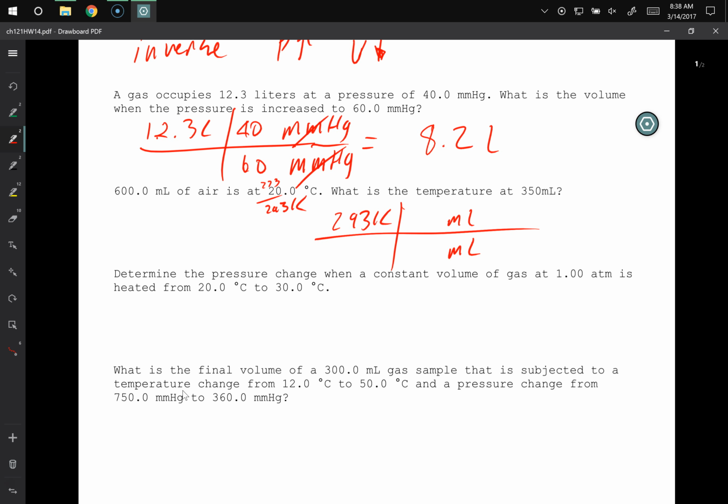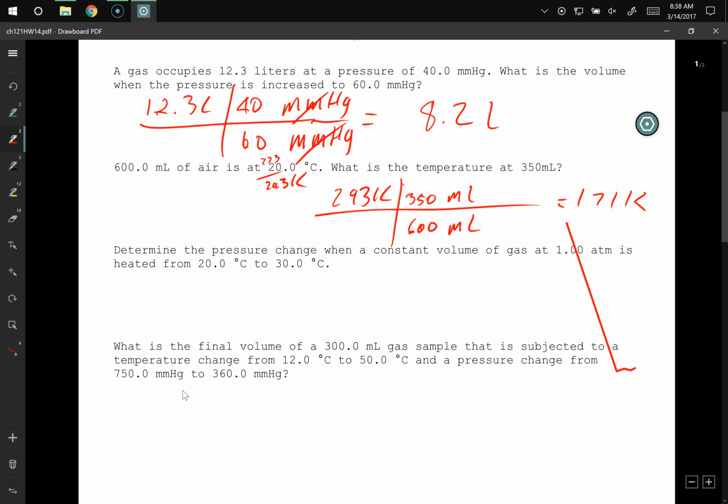So it's like taking a balloon and putting it into the freezer. The balloon would have gotten smaller. So what do I do with the two volume numbers? Put the smaller one on top. So 293 times 350 divided by 600. And I get 171 K. Don't do that.